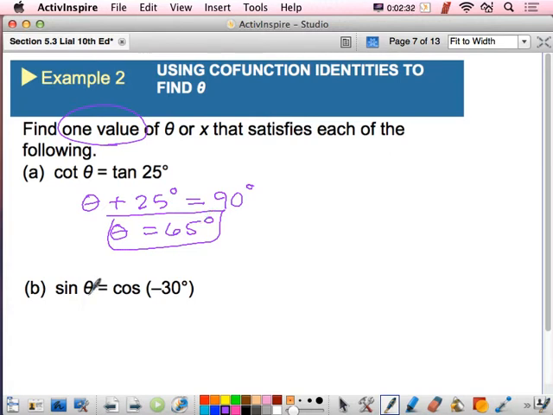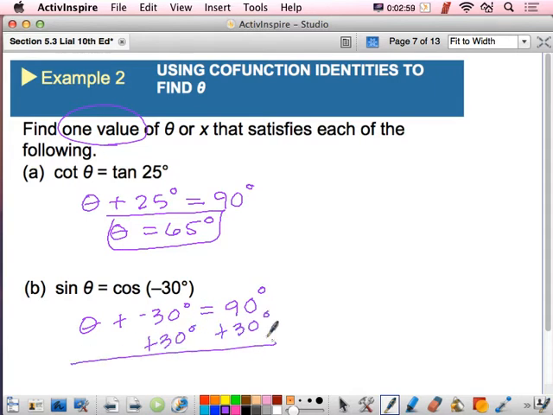What does this have to be if this is negative 30? 60. So would 60 work? 60 plus negative 30, would that go to 90? No. What would work? 120 would work, yeah. So let's see how we could prove that. We say theta plus negative 30 degrees equals 90. And so really, instead of subtracting 30, I would add 30 to solve that equation. So we have theta equals 120 degrees.